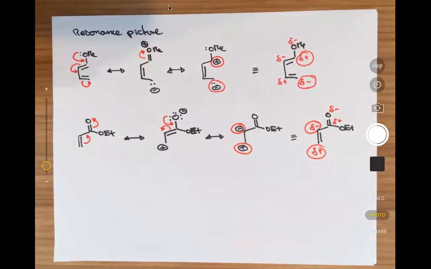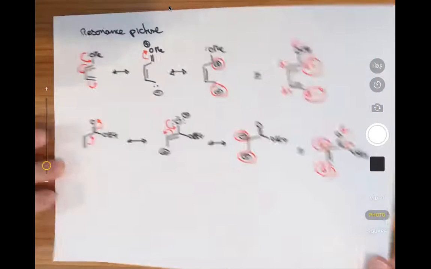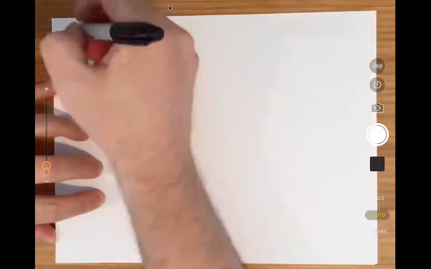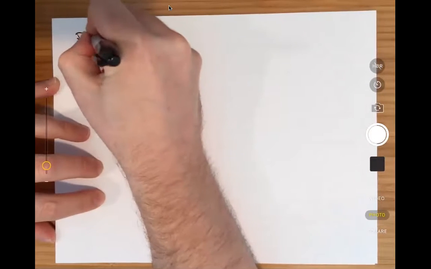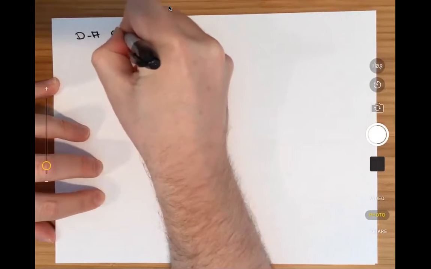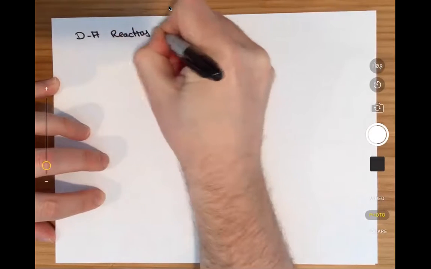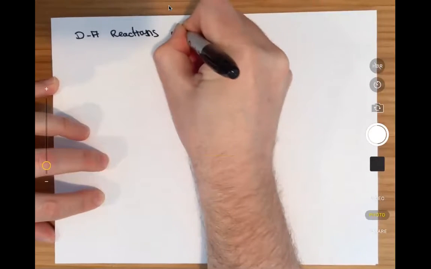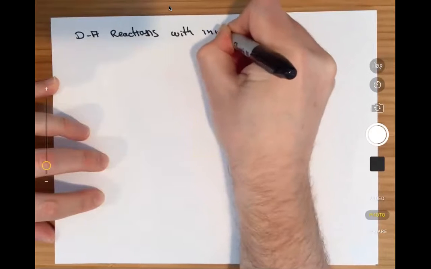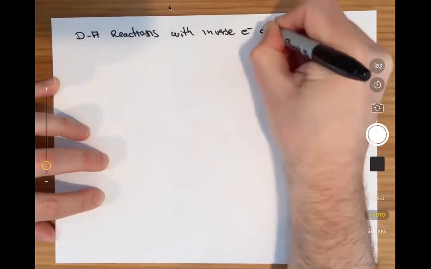Now, there are, of course, other possible combinations that you could put in place. For example, the electron withdrawing group could be located on the diene rather than the dienophile. And we usually call these reactions Diels-Alder reactions with inverse electron demand.